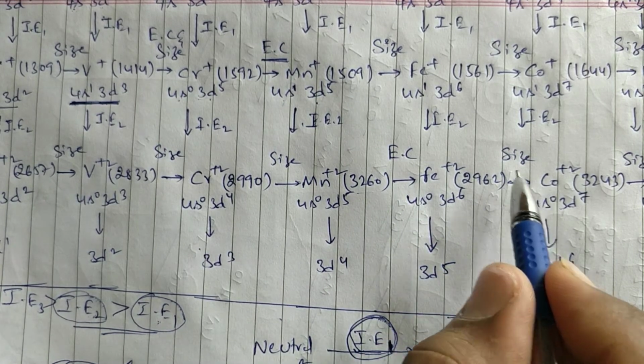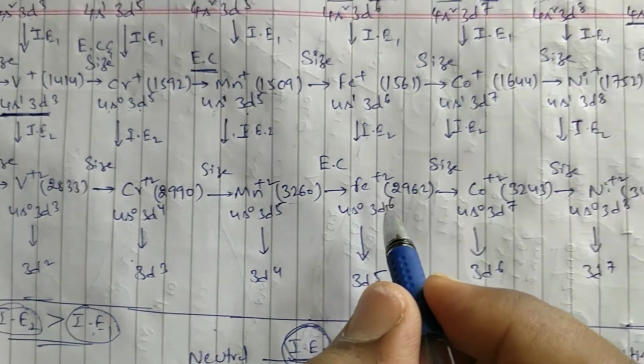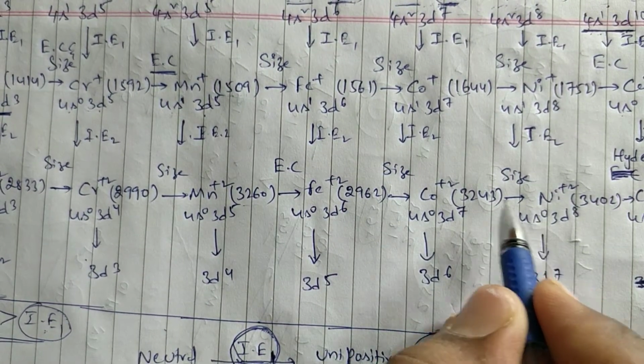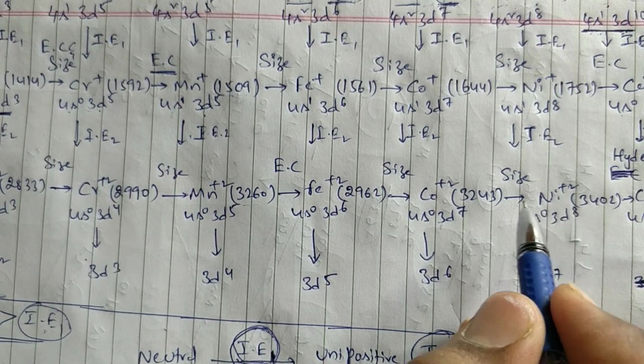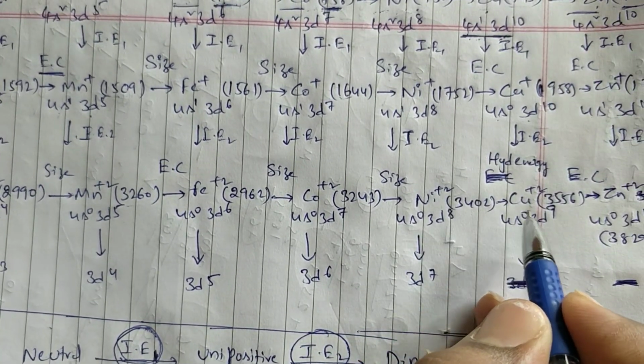From Fe plus 2 to Co plus 2, again size. Co plus 2 is smaller than Fe plus 2. That's why it has higher ionization energy. Co plus 2, Ni plus 2, again size factor, 3402. Ni plus 2 is smaller than Co plus 2. Next, Ni plus 2 to Cu plus 2.